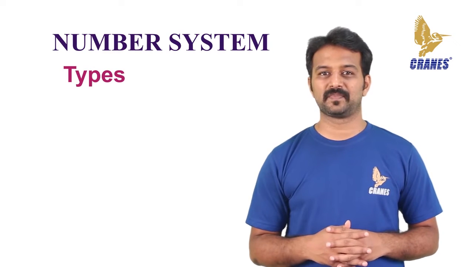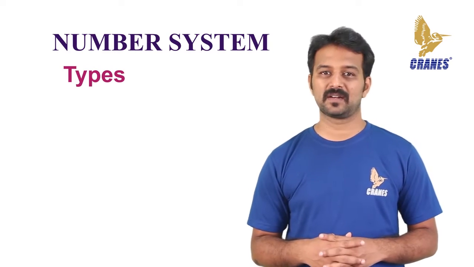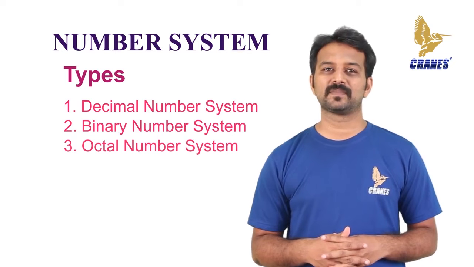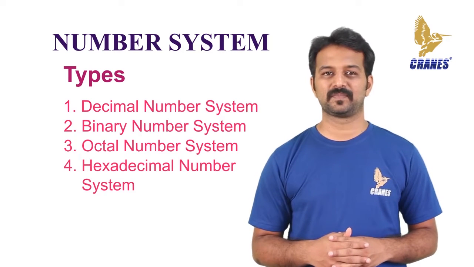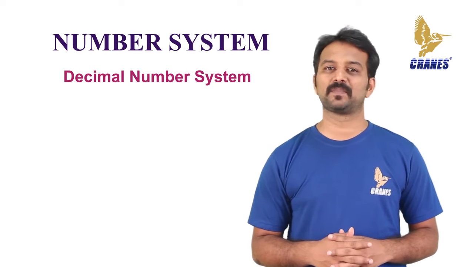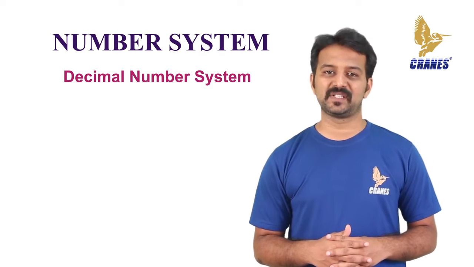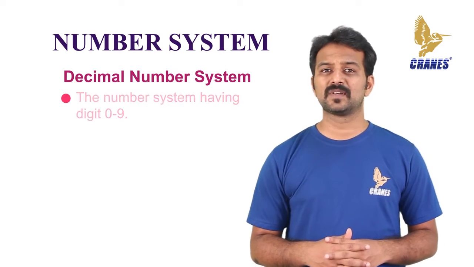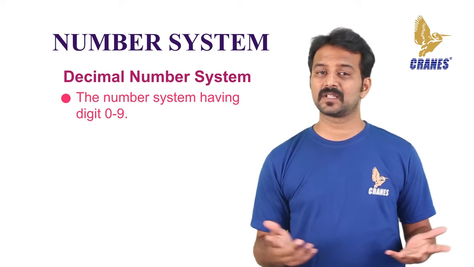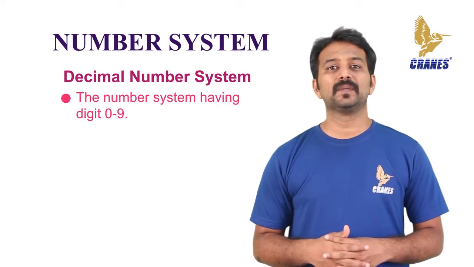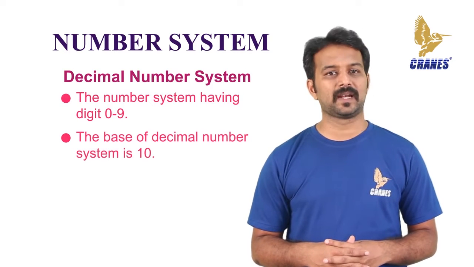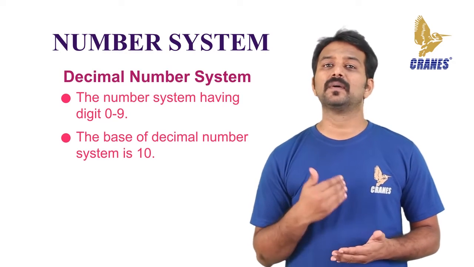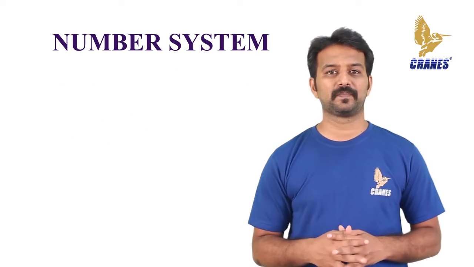The types of number system. The different types of the number systems are decimal number system, binary number system, octal number system and the hexadecimal number system. So, first let us look into decimal number system. The number system having digits 0 to 9 is known as the decimal number system, because we can represent only 10 digits, that is 0 to 9. The base of the decimal number system is 10. The numerals used in denoting a number take different place values depending upon the position.